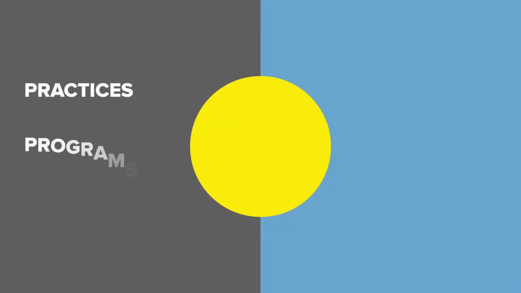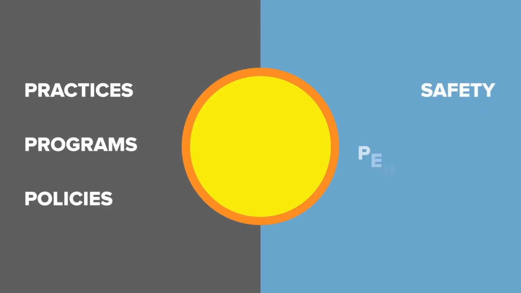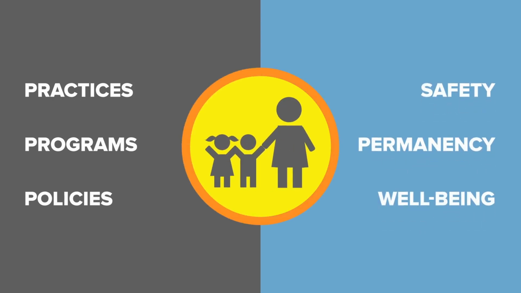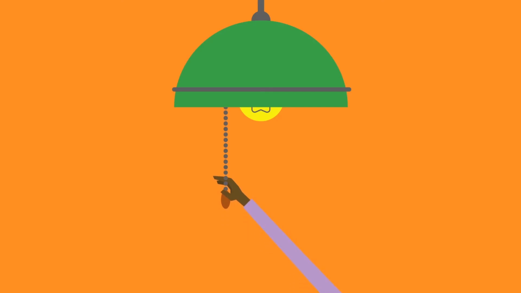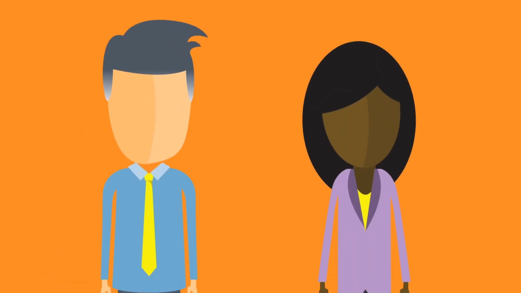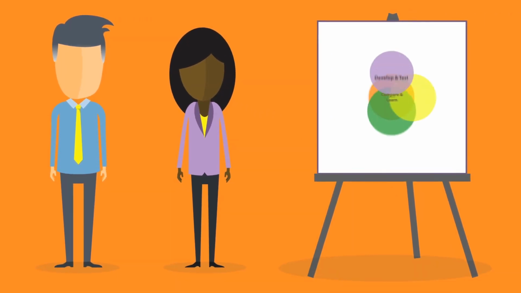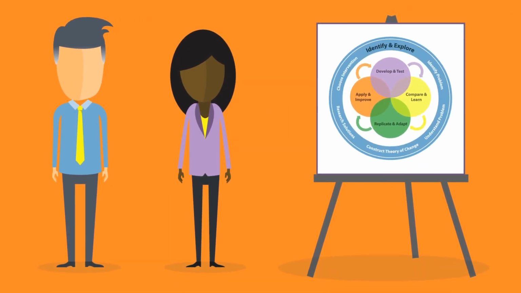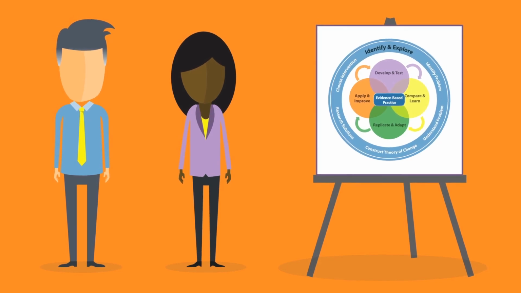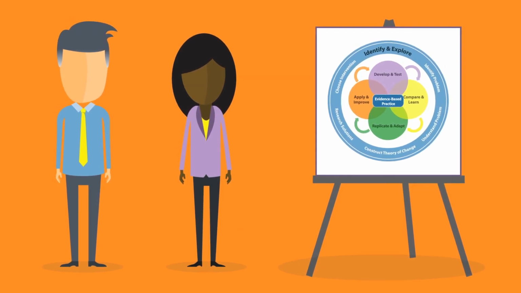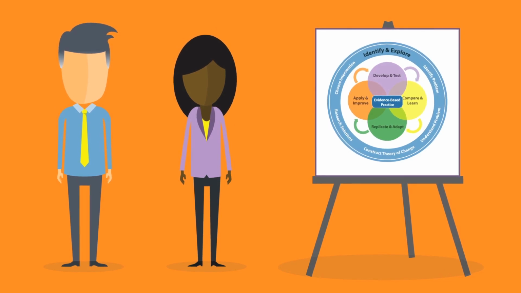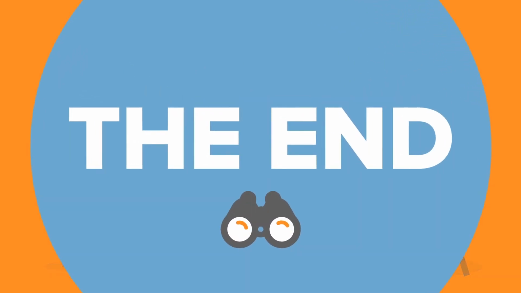Every day, child welfare systems rely on practices, programs, and policies to improve the safety, permanency, and well-being of our children and their families. But all too often, we don't know whether and how these interventions are really making a difference. We're missing important opportunities to evaluate, to partner, to learn, and to make more informed decisions. The framework to design, test, spread, and sustain effective practice in child welfare was developed to help us take more deliberate steps to tackle this challenge together. It's been helpful for us, and we hope it will be helpful for you.